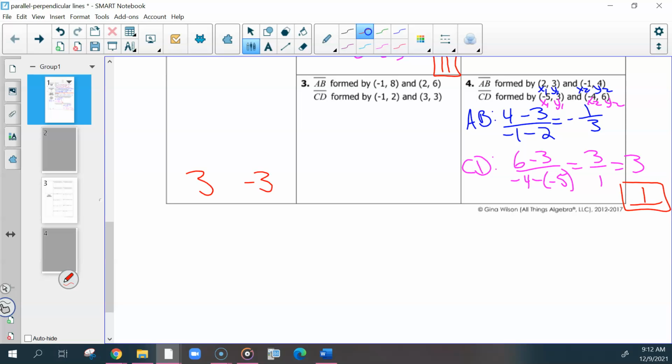Are these the same? No. So they can't be parallel. Is one flipped? So they can't be parallel, perpendicular. So these would be neither. I'm just naming other neither cases.